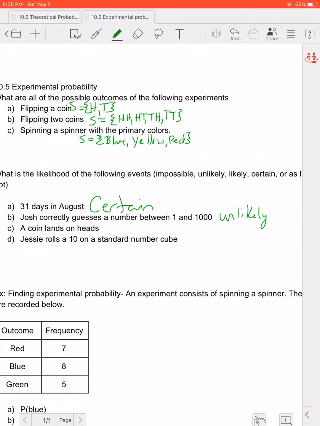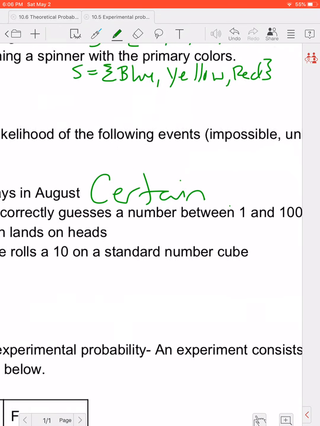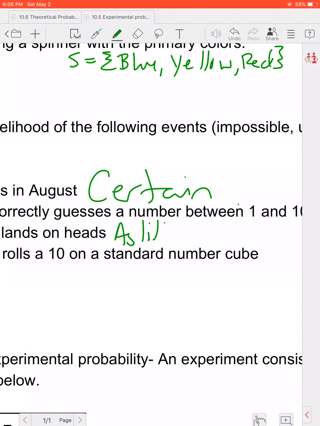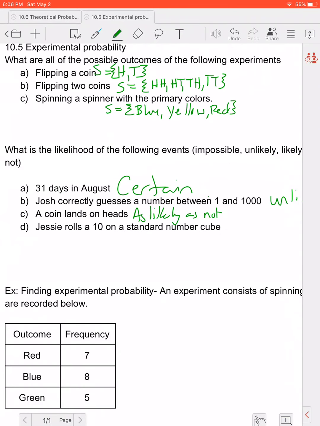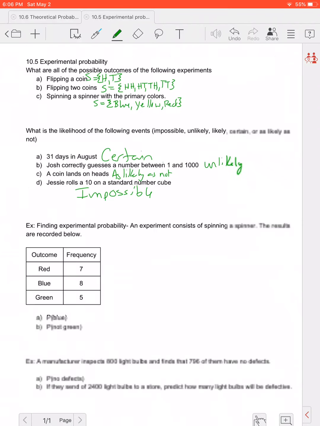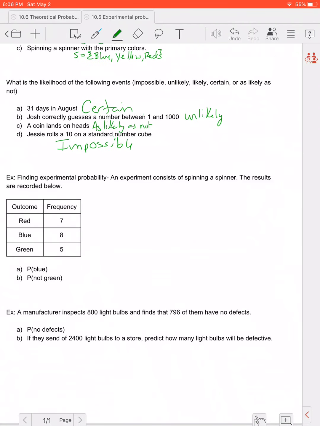A coin lands on heads. This would be as likely as not. Because it could land on heads, it could land on tails. They have the same chance of occurring. So we're definitely not going to say, well, it's likely, because it could just as likely not happen. Jesse rolls a 10 on a standard number cube or a die. Well, there's no 10 on a die, so this would be impossible.